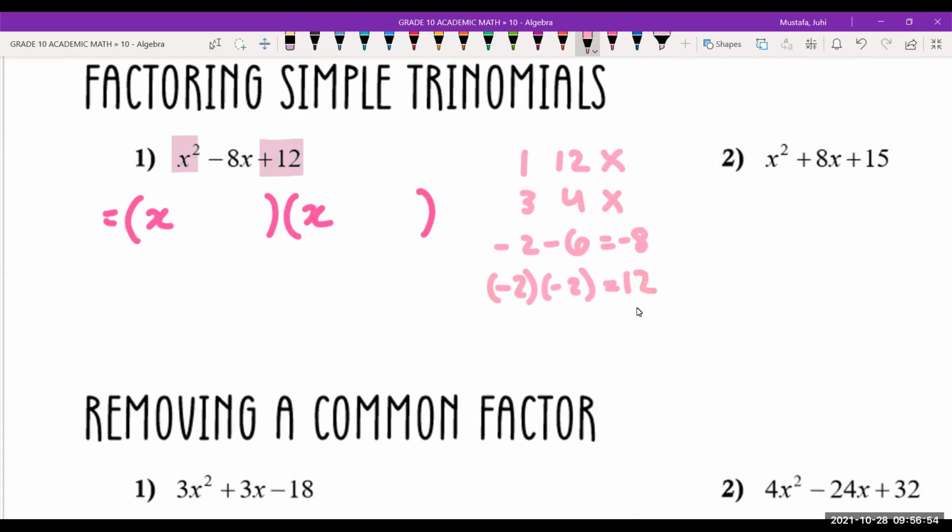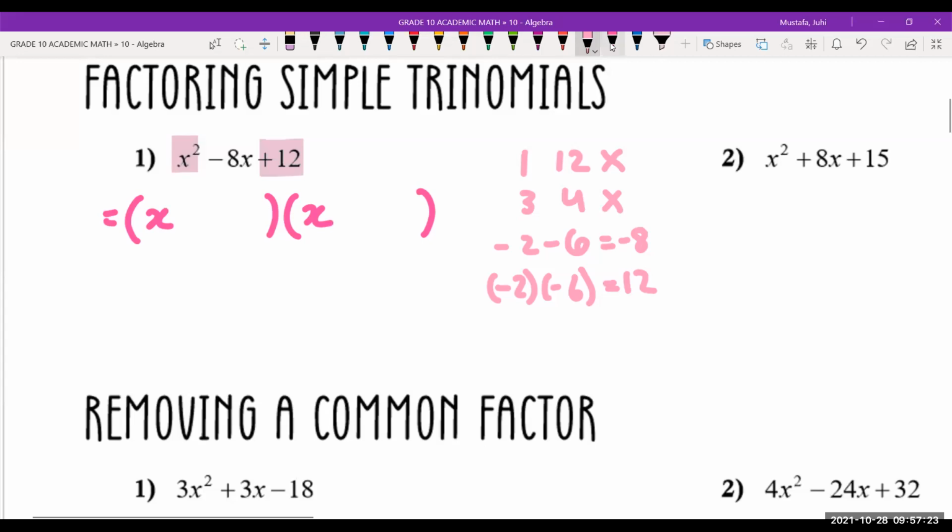So what is our goal when we're doing a simple trinomial factoring? You're trying to find a pair of numbers that when you multiply them together, it gives you this last term here. And when you add or subtract them together, it gives you this middle term here. And there's only going to be one possibility. In this case, our numbers are -2 and -6.